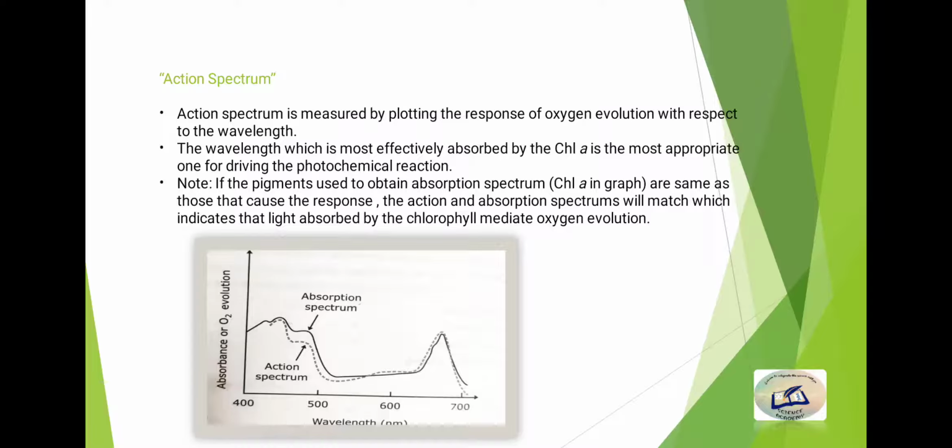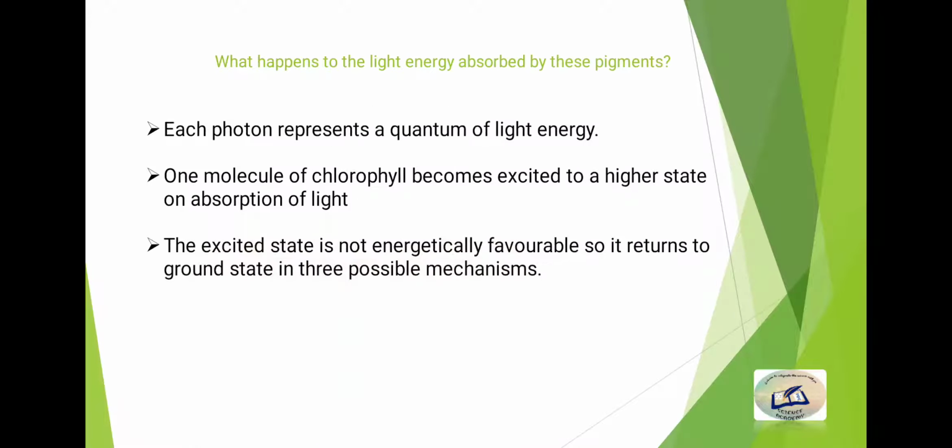So, if the pigment used to obtain the absorption spectrum, say chlorophyll A here in the graph, is the same as that which causes the response, that is, the action and the absorption spectrum match, this indicates that the light absorbed by the chlorophyll mediates oxygen production. So if the action and absorption spectra match, it indicates that the light absorbed by the chlorophyll will definitely mediate the oxygen evolution. Now let's move on to the next slide.